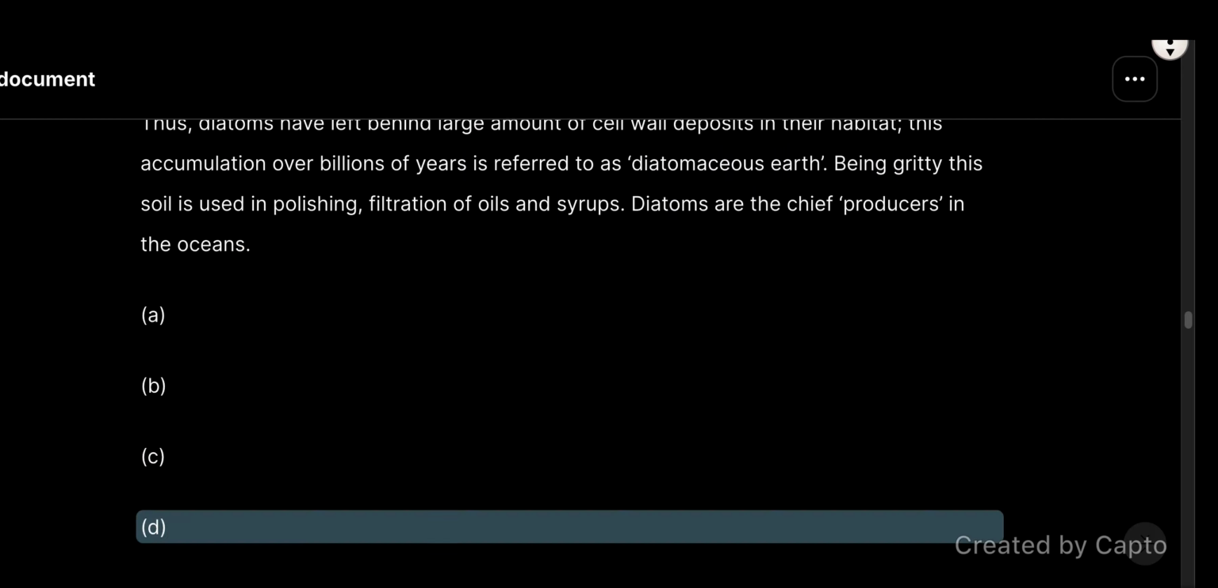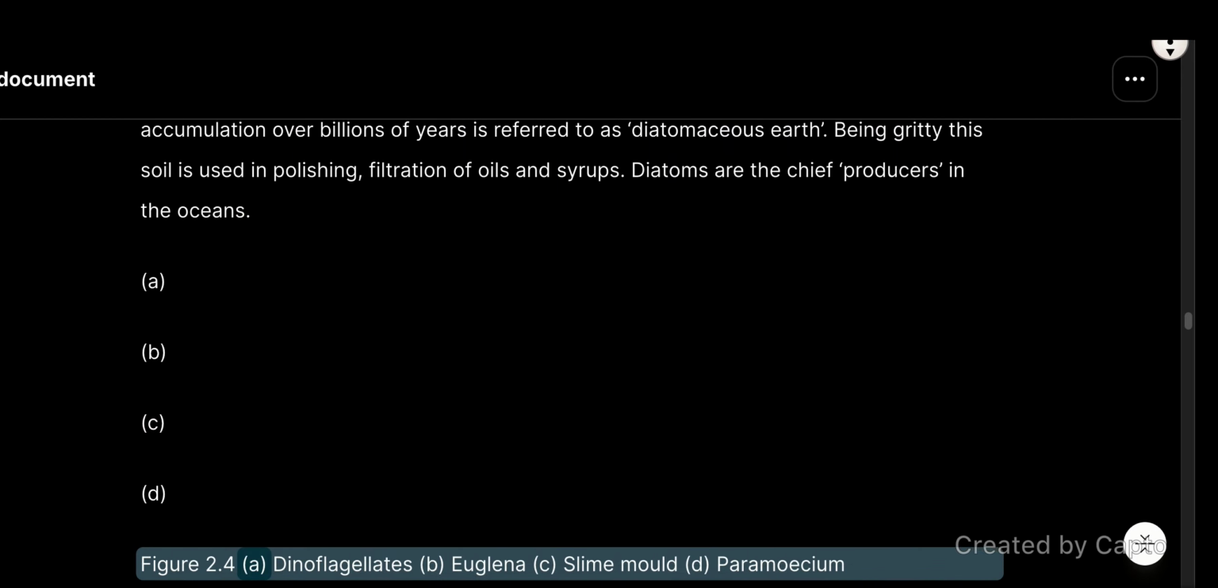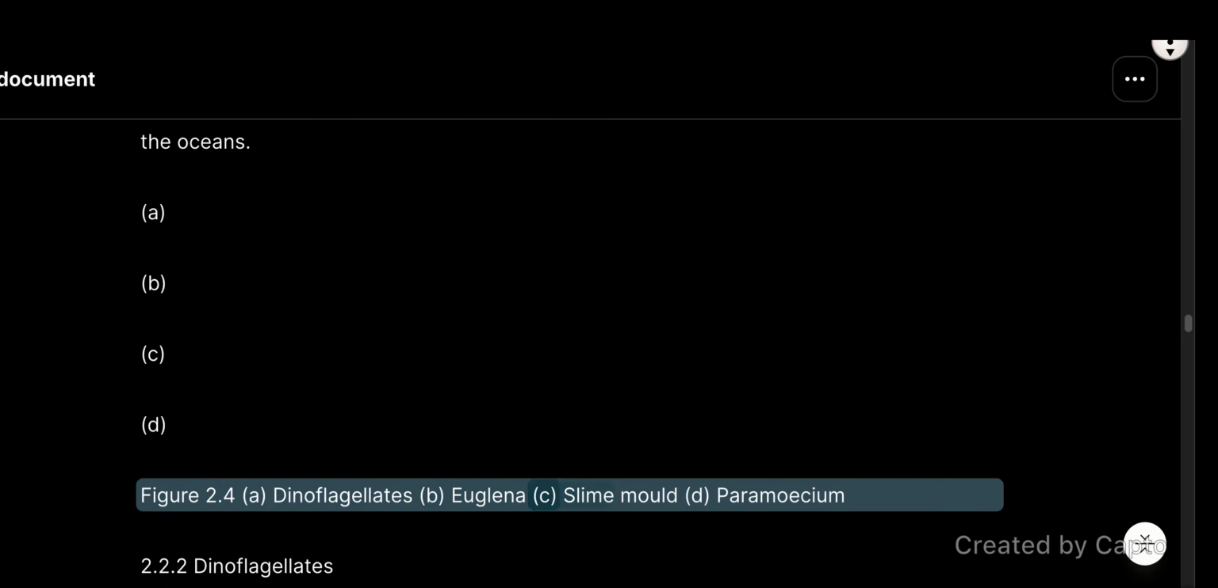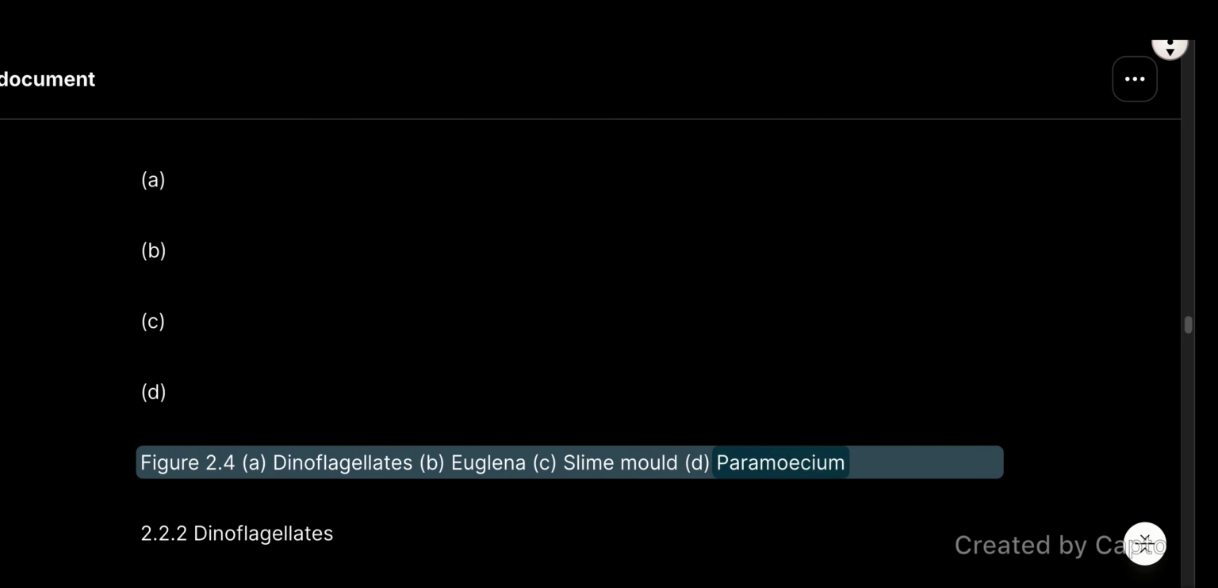A, B, C, D. Figure 2.4. A. Dinoflagellates. B. Euglena. C. Slime mold. D. Paramecium.